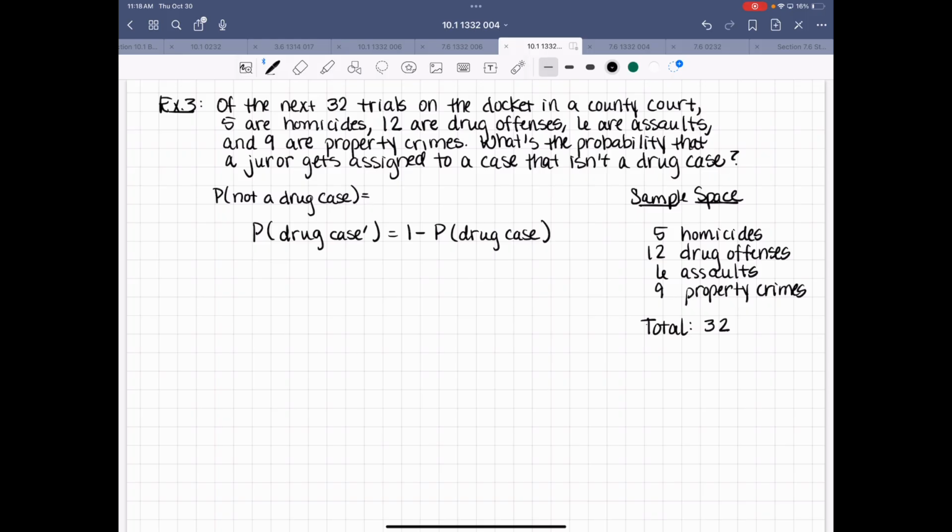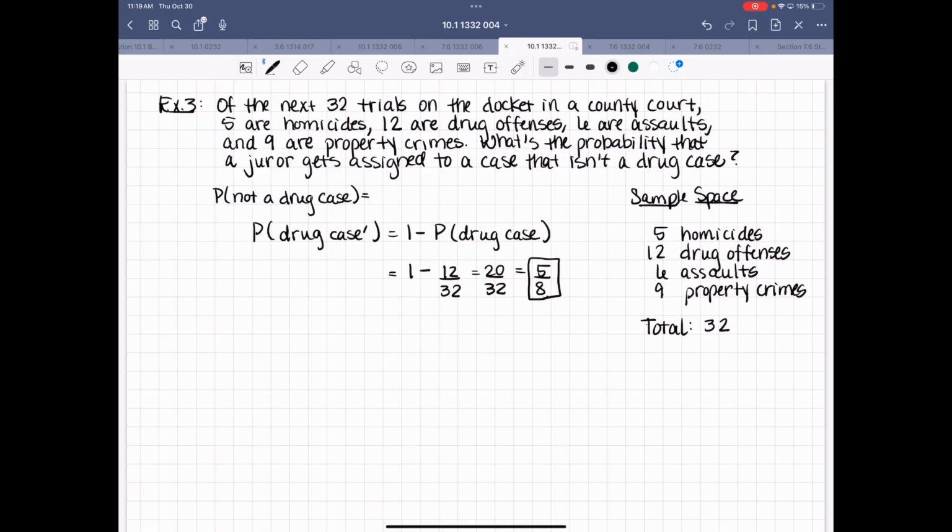Now, this is how they wanted you to work the example, so we're going to work it that way, and then I'm going to show you that you could have easily done it without working it that way. If I go 1 minus the probability that it's a drug case, how many drug offenses are there? 12 out of 32 total. So 1 minus 12 over 32 gives you 20 over 32, which gives you 5 over 8.